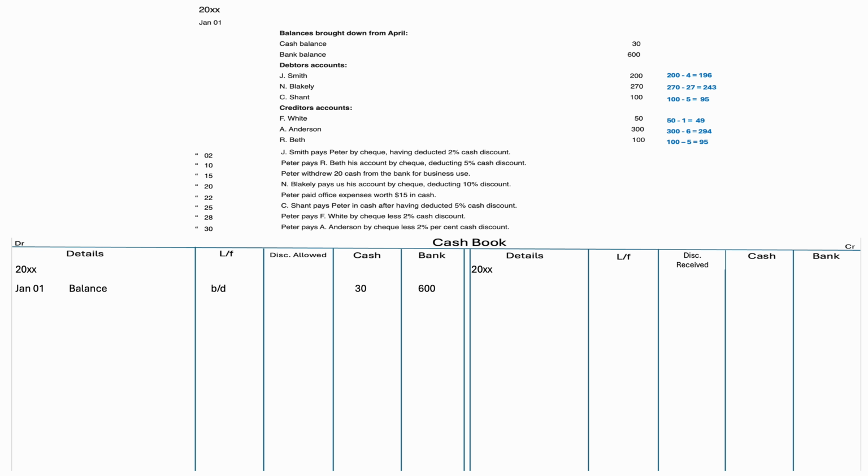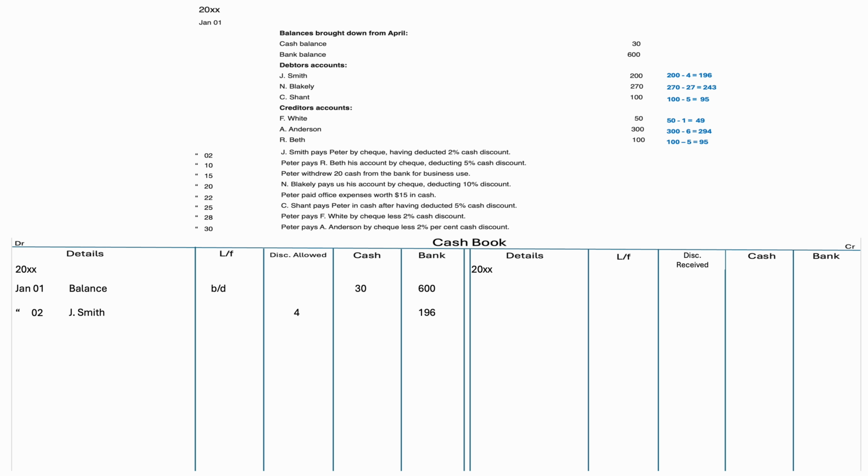Now for J. Smith, he paid $196 and Peter gave him a $4 discount. J. Smith is a debtor and he's paying Peter back. So Peter is going to receive cash from him. So we go to the debit side. In the details column, we put 2 January and J. Smith. And in the bank column, we put $196. In the discount column, we add $4.